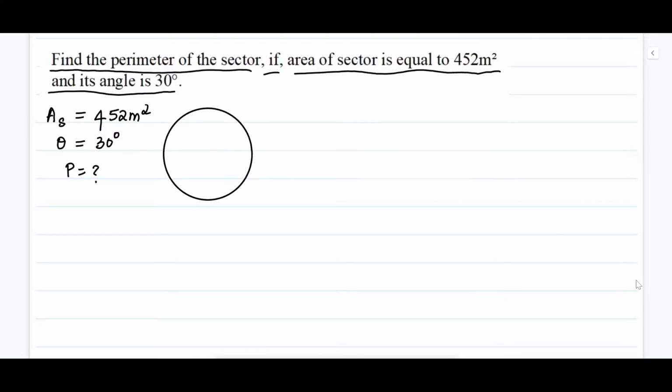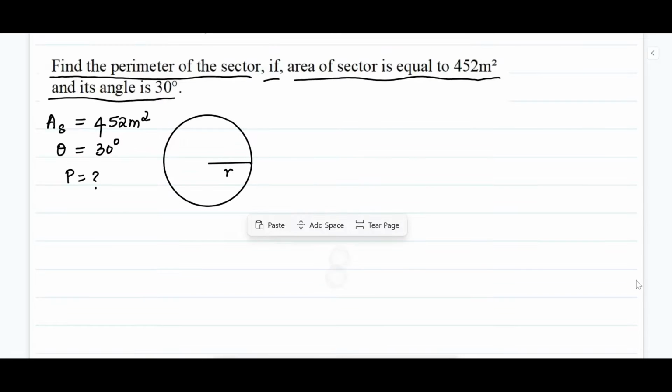this circle of radius r. The circle is having a radius of r units and it is also having a sector of angle theta. So here the angle will be theta. If the length of this radius is r, then the length of this radius is also r, and let the arc length of this sector be s.